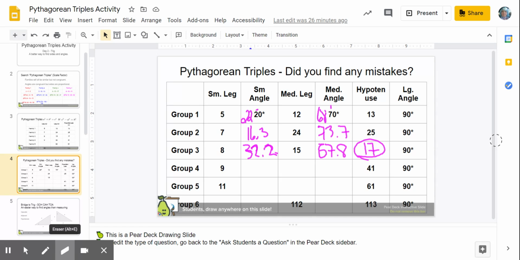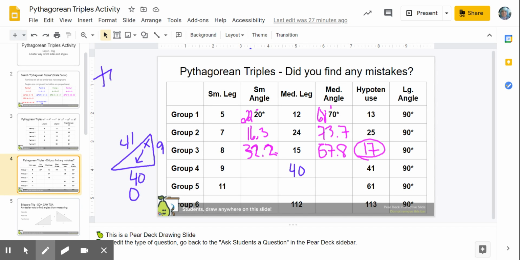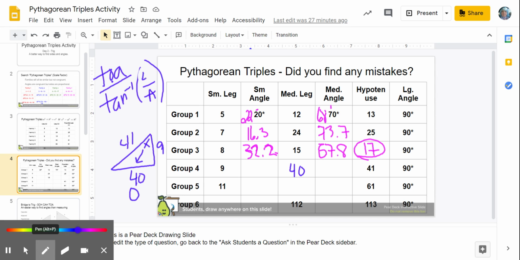So first step would be to draw your triangle. Let's see if I can get a new color. So this was 9, 40, 41. Is that a 40? Yeah. Okay. So we can make, this time, let's look for this angle. So that's going to be the medium angle because it's opposite the medium side. So now this is the O. Let's do tangent. And what do I need for tangent? Opposite. So TOA, tangent, opposite, adjacent. So tangent of -1 is O over A. So I've got the O, that's the 40. And what's the A?